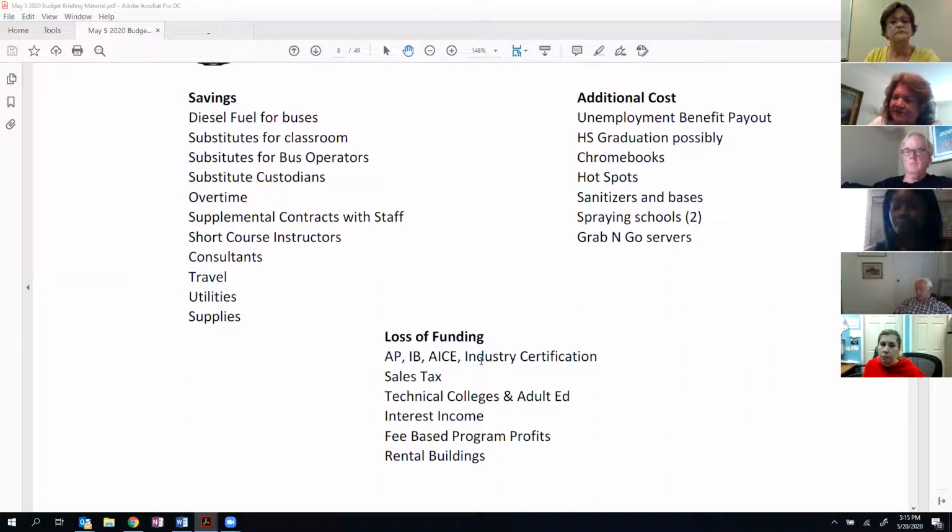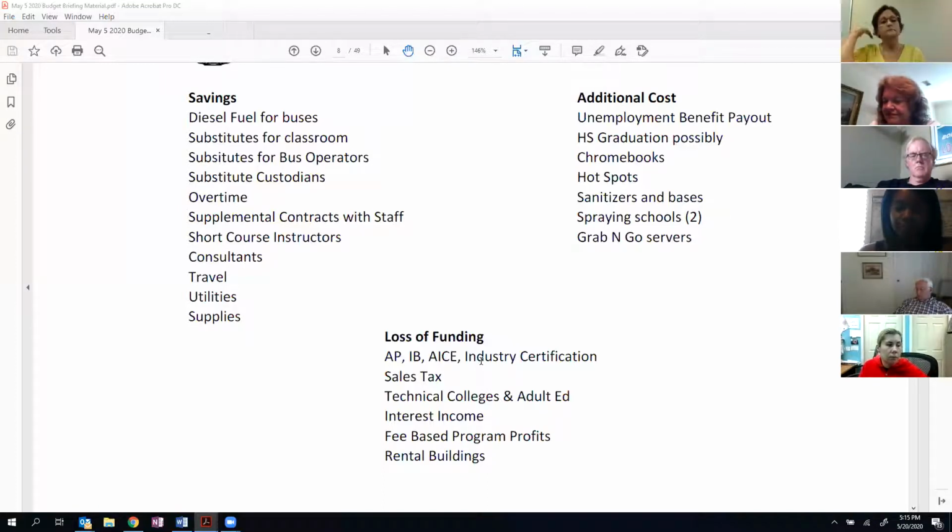So we have substitutes, of course, that we were using in the classrooms, and with the new distance learning, there was no need for substitutes. So we think we'll have some savings there, as well as substitutes for some of our bus operators when they were out and custodians when they were out. With remote working and the things that are happening, we expect our overtime costs to be reduced. So that was an area we've been looking at as well.